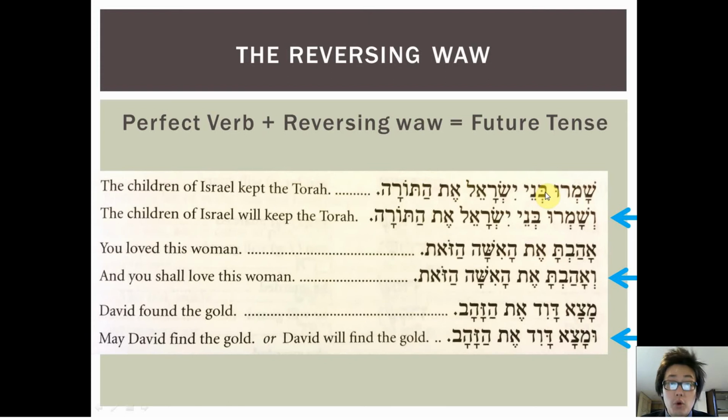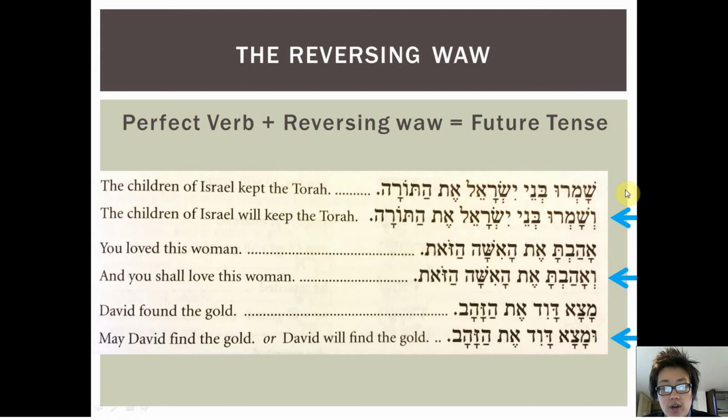So the children of Israel, as they do it here. Remember, b'nei can refer not just to sons, but also to children and also to membership within a particular group. So this is an easy sentence. The verb here is third common plural, pa'al, perfect, shamru. Now what happens when we throw one of these reversing vavs onto the perfect? They've done it here. Let's look at the next sentence down.